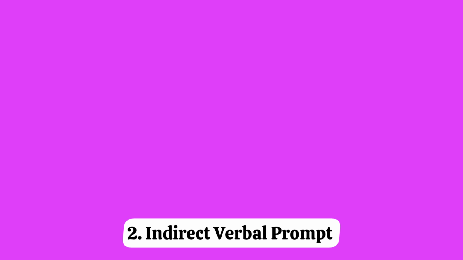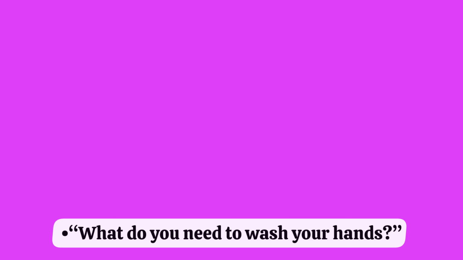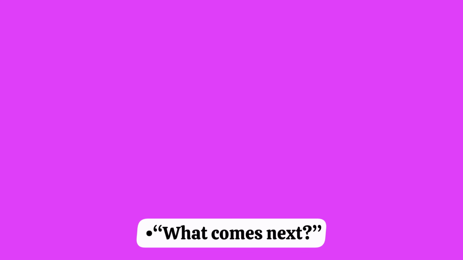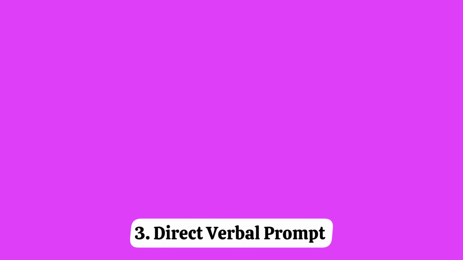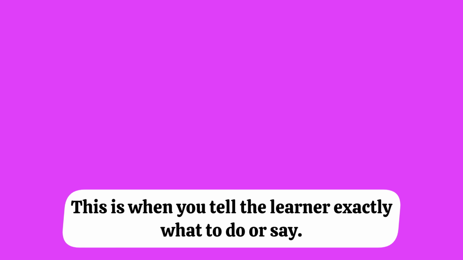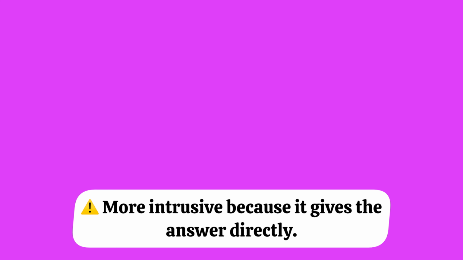2. Indirect verbal prompt. This is a hint or question, not giving the exact answer. Examples: What do you need to wash your hands? What comes next? Try again. This prompt encourages thinking without giving away the answer. 3. Direct verbal prompt. This is when you tell the learner exactly what to do or say. Examples: Say water. Pick up the spoon. Touch your head. More intrusive because it gives the answer directly.